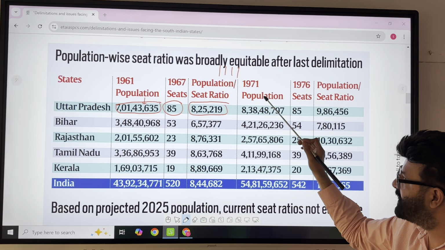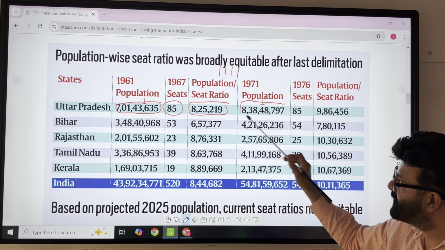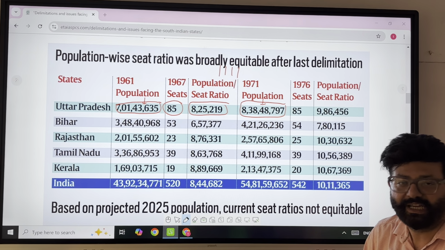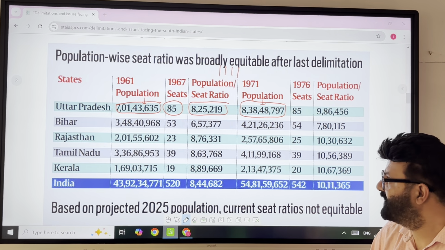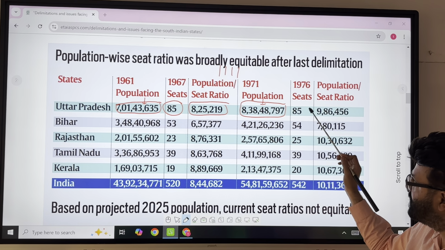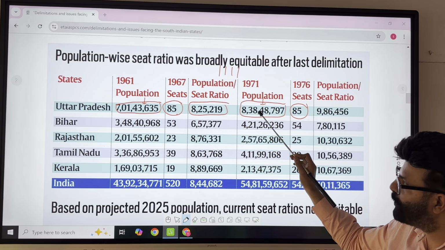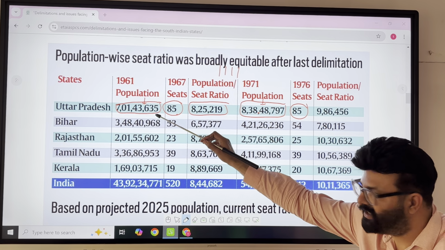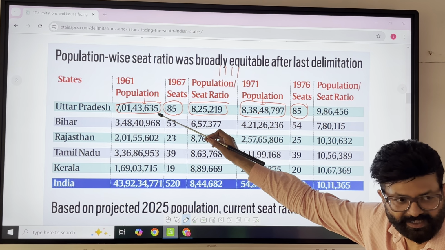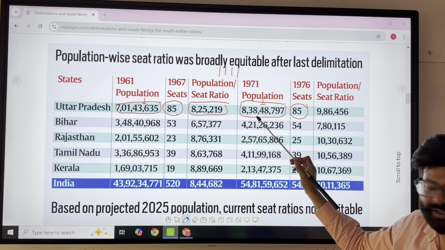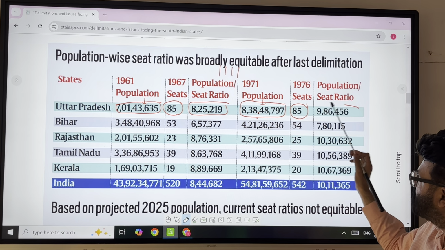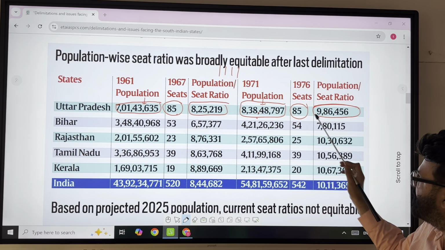अब 1971 फिगर में पॉपुलेशन इंक्रीज्ड ऑफ यूपी टू 8 करोड़ 38 लाख अप्रॉक्सीमेटली. तो सीट्स कितनी थी? 85. यहाँ पे भी सीट्स 85 थी, लेकिन पॉपुलेशन क्या है? बढ़ गई. 1961 में कितनी पॉपुलेशन थी? 7 करोड़. यहाँ पे कितनी बढ़ के होगी? 8 करोड़ 38 लाख. तो पॉपुलेशन पर सीट रेशियो कितना हो गया?